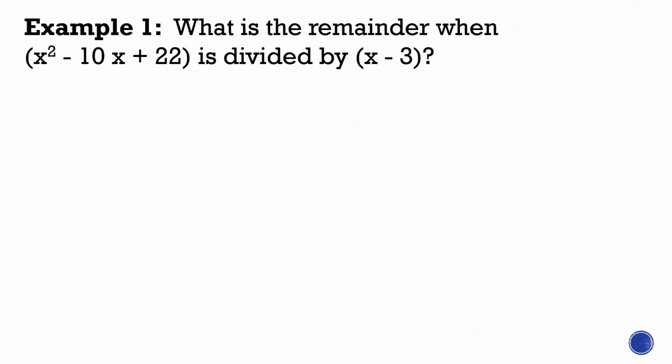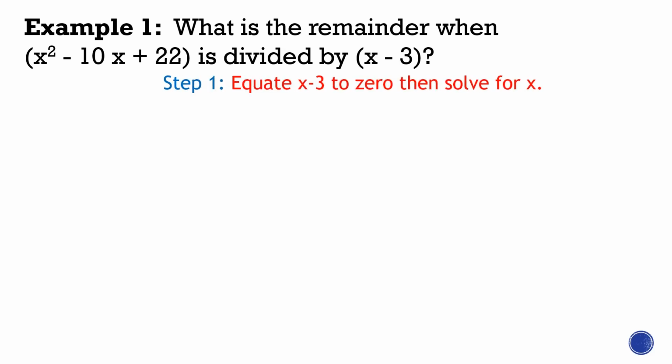Here we have x squared minus 10x plus 22. When we divide that by x minus 3, what's going to be the remainder? So step number 1, we will equate x minus 3 to 0, and then we will solve for x. So this is going to be plus 3 on both sides, so therefore x equals 3.